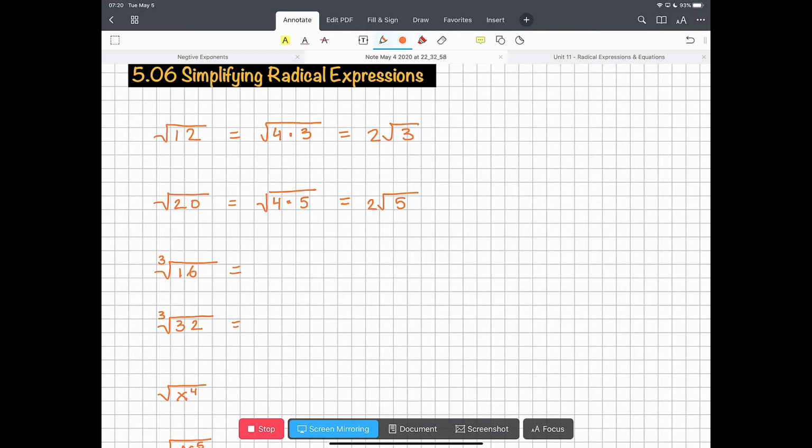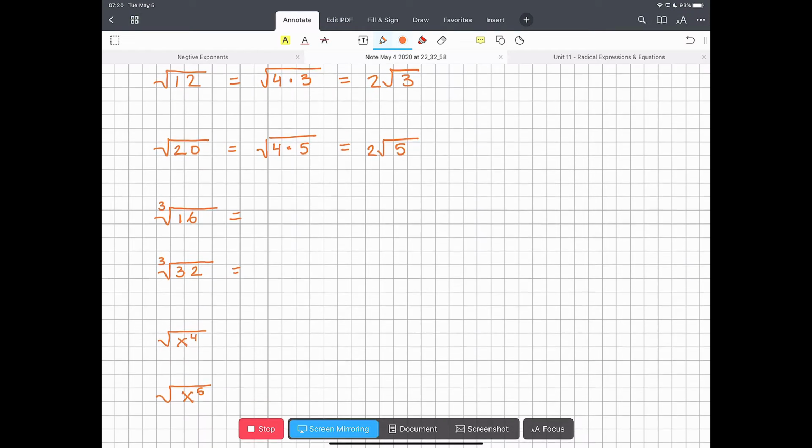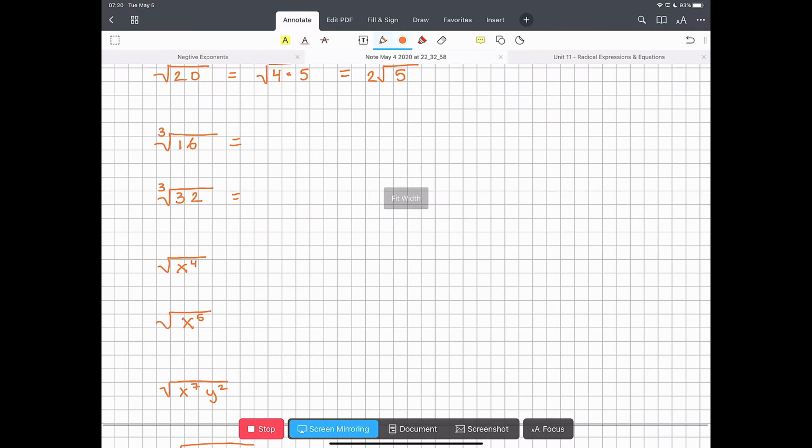We handle cube roots much the same way, except this time we're looking for perfect cubes. So I'm looking for the greatest perfect cube that is a factor of 16. Well, in this case it's 8. So 16 can be rewritten as 8 times 2. I know the cube root of 8 is 2. So I'm left with 2 times the cube root of 2.